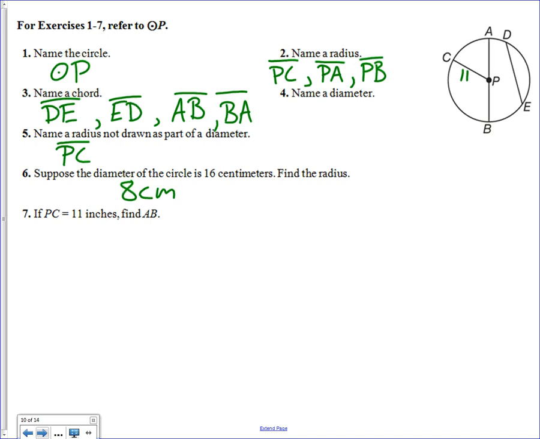Find AB. Well, PC is the radius, or a radius. AP is also a radius, which means it must also have a length of 11. PD is also a radius. It must have a length of 11. And so make sure we use this for the right measure here. AB is 22 inches.